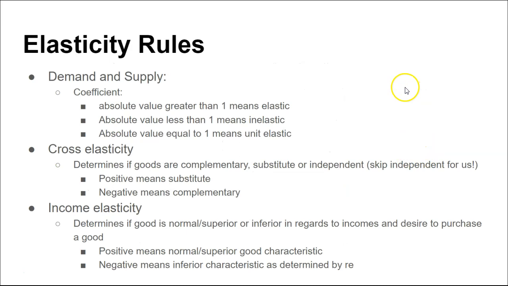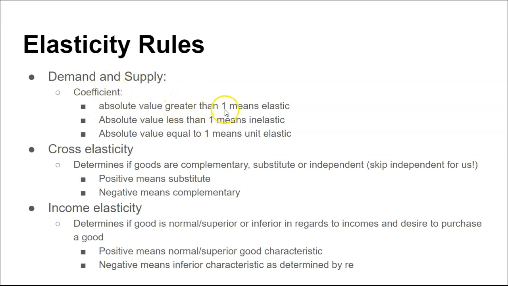So here's the rules. When you plug in for the equation, quantity new minus quantity old divided by quantity old, all over price new minus price old divided by price old, that would be the elasticity coefficient equation. When you plug into that, you use absolute values for demand. Supply will be positive, it doesn't matter.